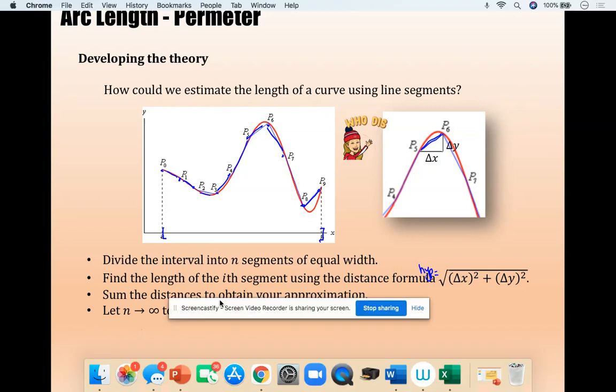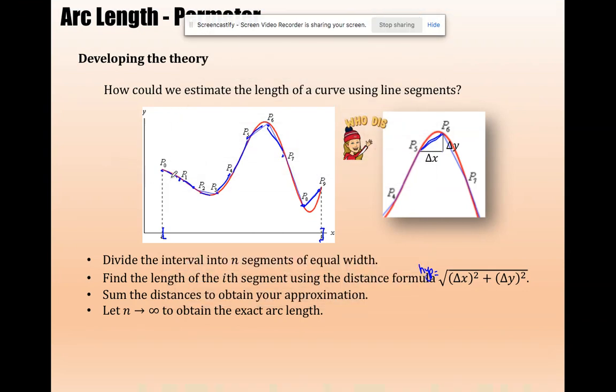Then what if I make n go to infinity? The number of line segments. I don't increase my space, my horizontal space. I'm still going from A to B, but I take the number of line segments to infinity. That makes those line segments infinitely small, but I can still use Pythagoras to find the length of all of them, and I can still add them up.